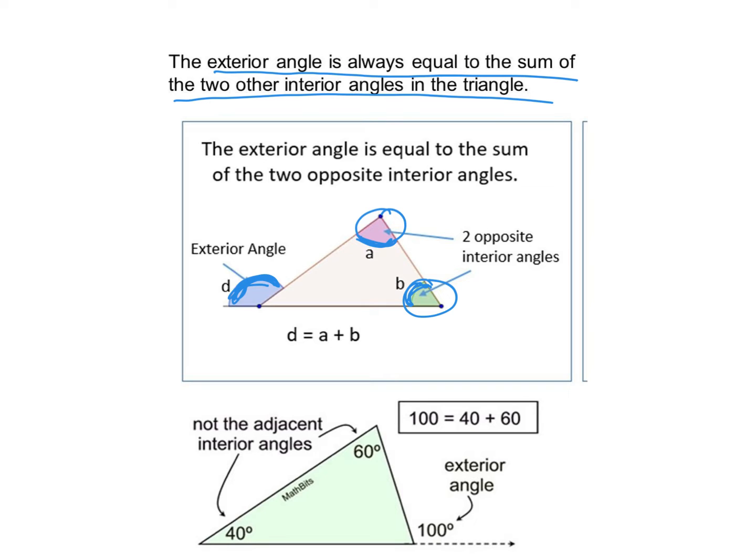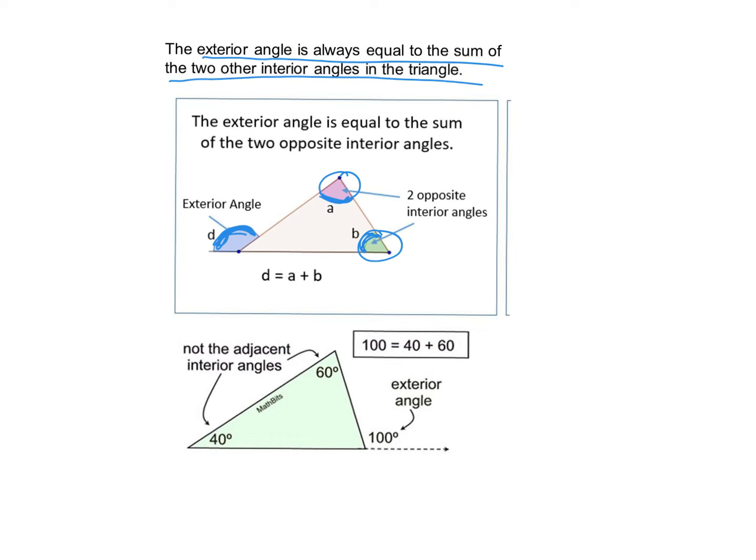So in this example, this is your exterior angle. This is the angle that's adjacent to it. These are the two that are not adjacent to it. So 60 plus 40 equals this exterior angle.